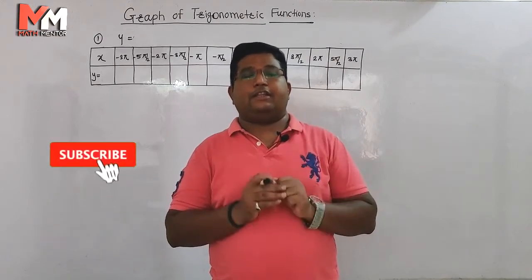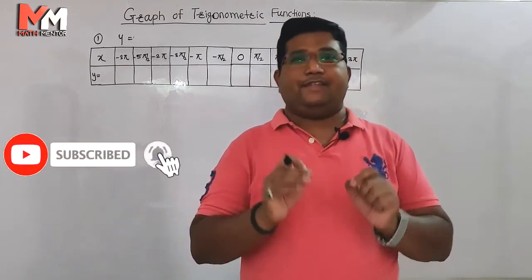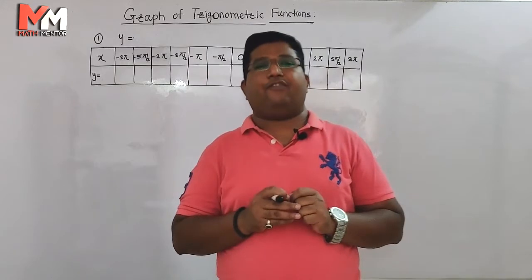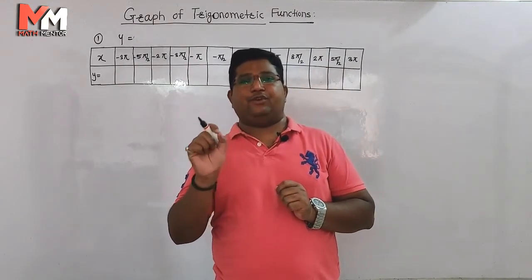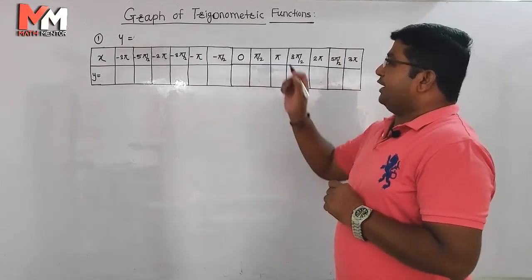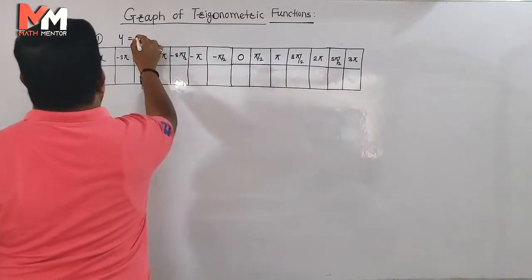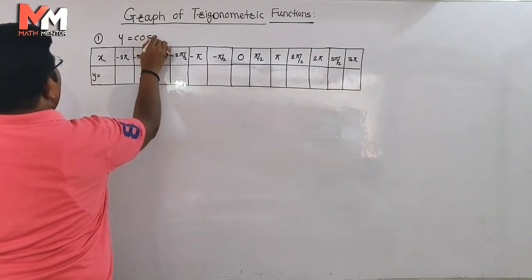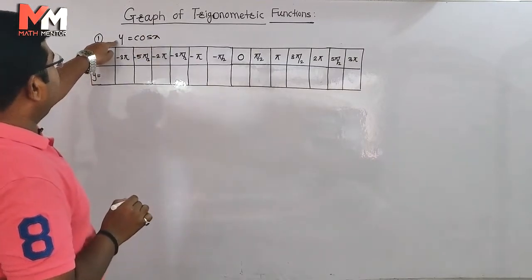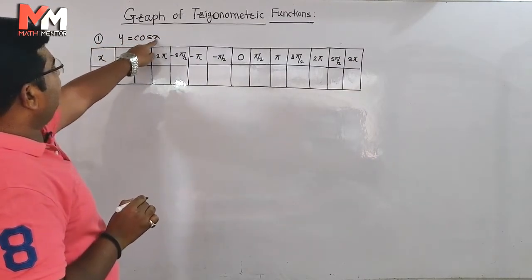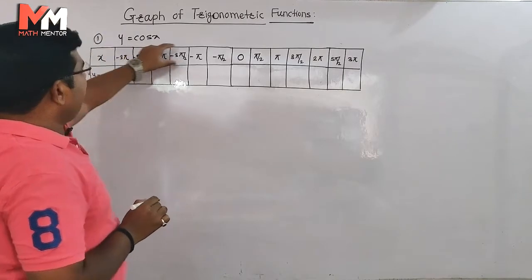Now we'll study the next function, that is y is equal to cos x, and the graph of the function y is equal to cos x. So second, let us see the function y is equal to cos x in the equation form. So we can find the values of y corresponding to different values of x. So these are the different values of x.